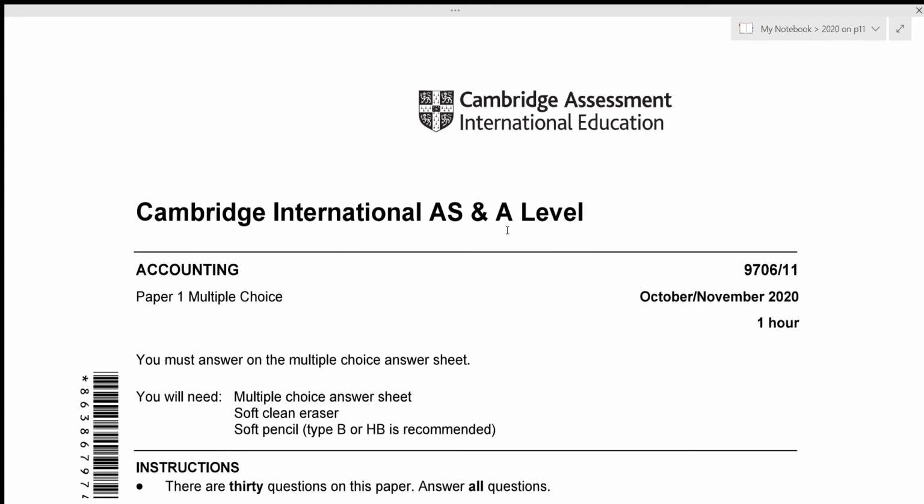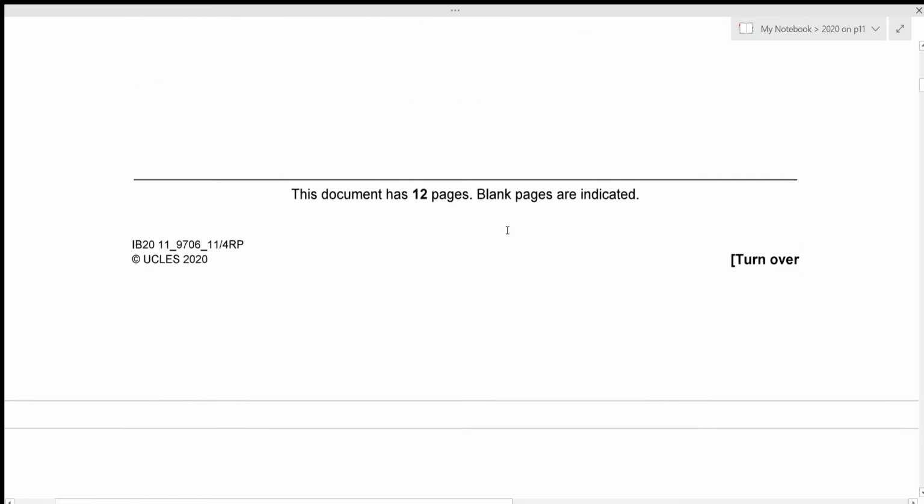Hi everyone, today we'll be going over accounts, October-November 2020, paper 1-1. This is a multiple choice paper which consists of 30 questions, each of 1 mark, and we are also given a time limit of 1 hour. Now without any further delay, let's get started.